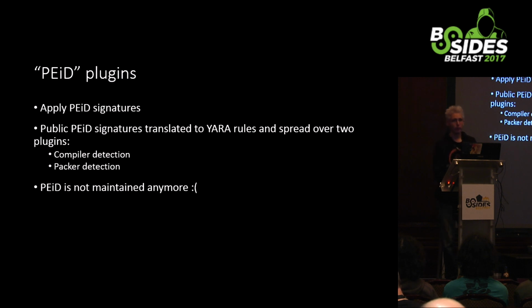Yeah, I've decided to spread them into two different plugins. One that's dedicated to compiler detection, and the other one to packer detection. The packer detection plugin also looks for well-known section names. So if there's a section called .vmprotect, we know that the packer is possibly VMProtect, etc. So it's useful information. PEiD hasn't been maintained for, I think, a few years, so I'm not sure how relevant their signatures still are, but maybe I'll just remove them at some point.